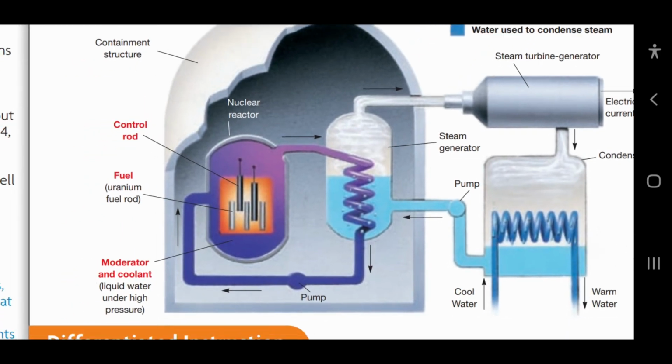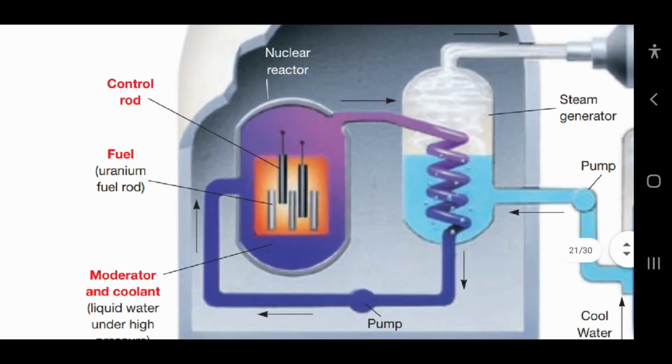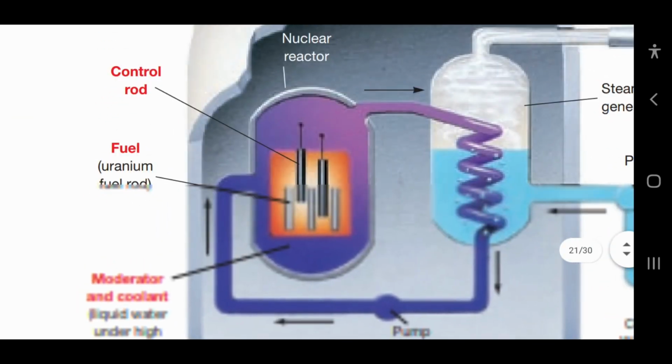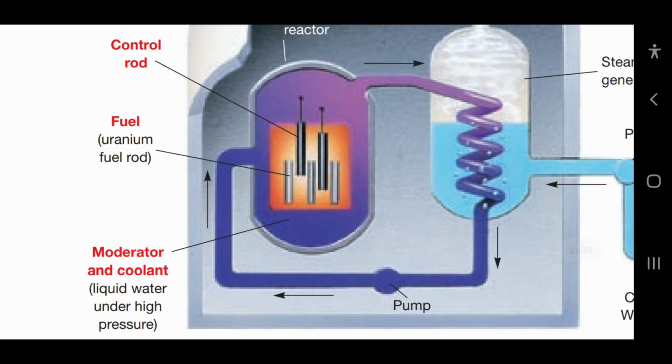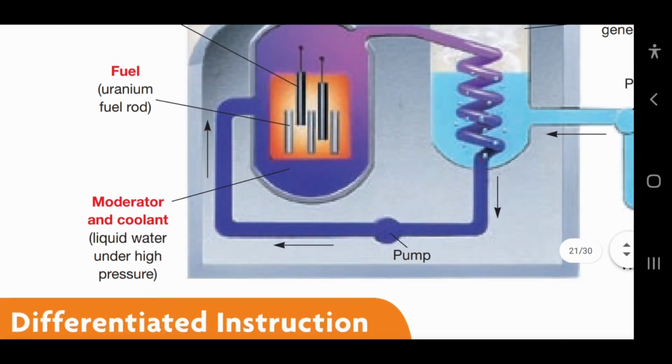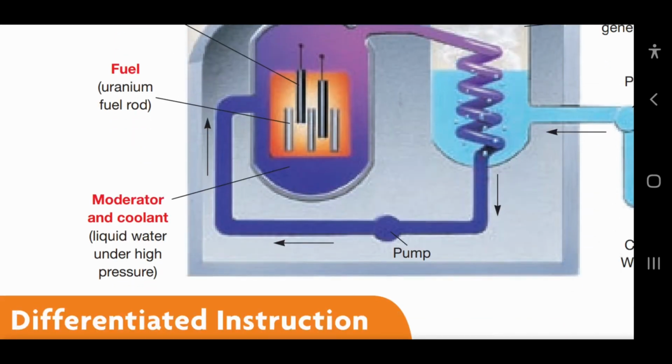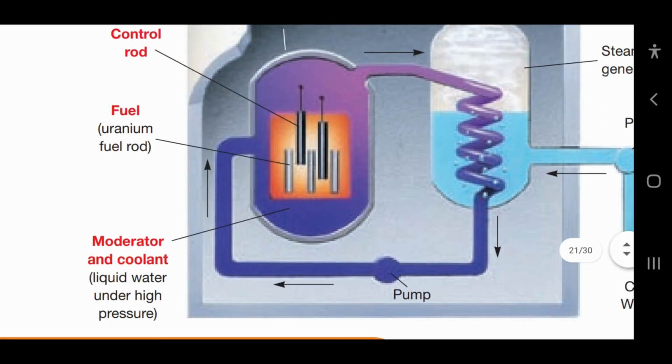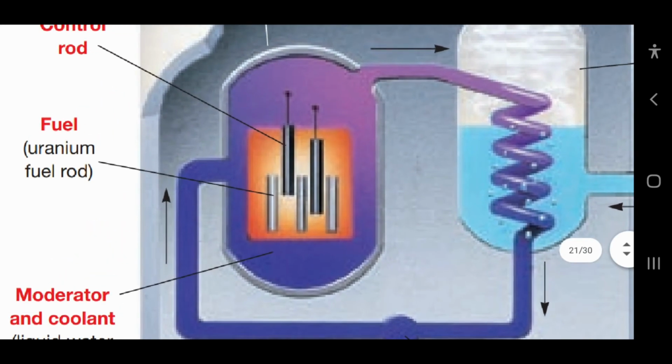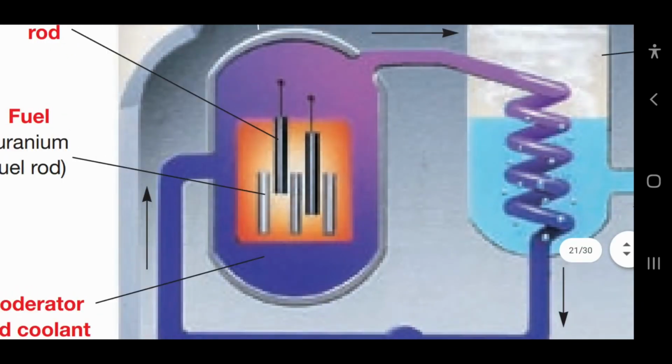As you can see here, we have the control rods with the fuel and moderator and coolant, which is liquid water under high pressure inside the reactor to absorb heat released from the reaction, to increase the temperature of water and convert it to steam in the steam vessel.